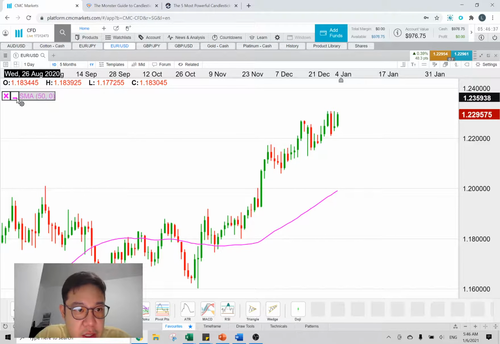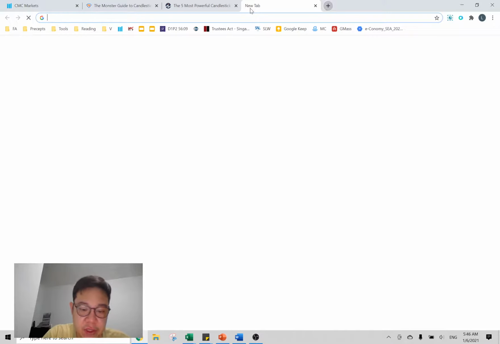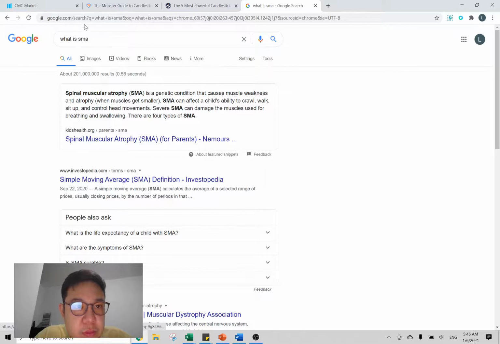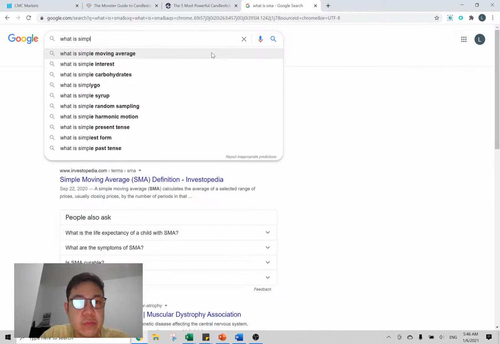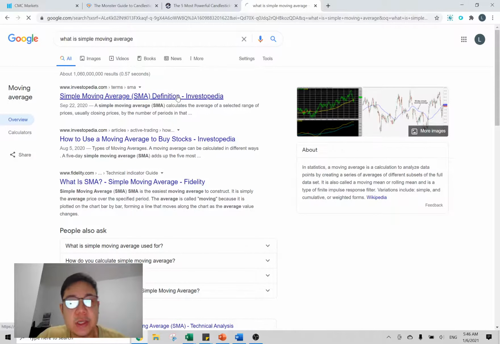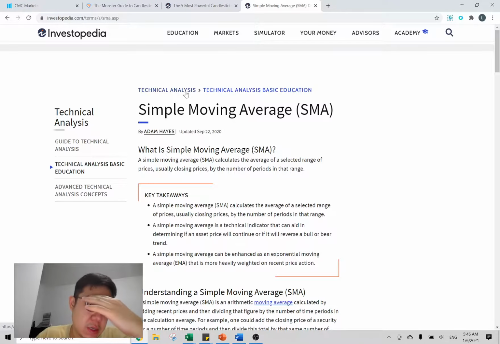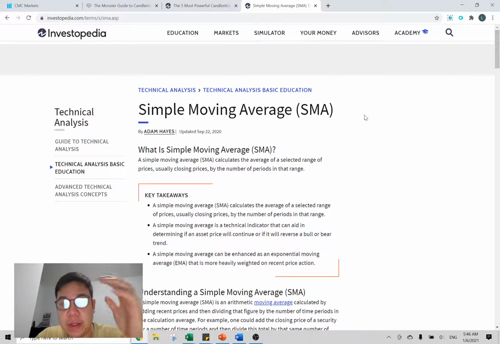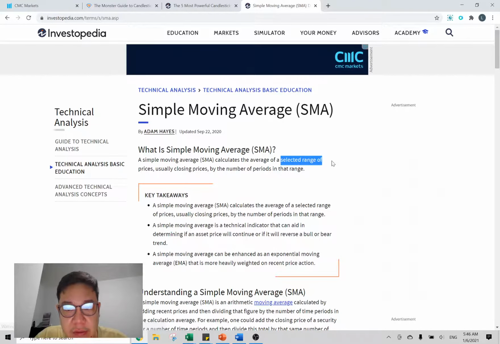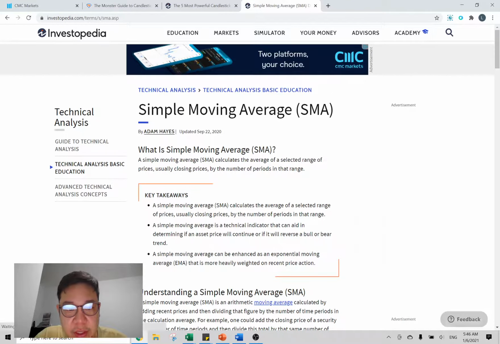So SMA is simple moving average. Okay, what is simple moving average is, I think overall need to know, this is the number one thing to know for a trend. Basically calculates the average of a selected range of prices, closing prices, blah blah blah. Okay, this is the formula. Never mind, I will just share with you easier.